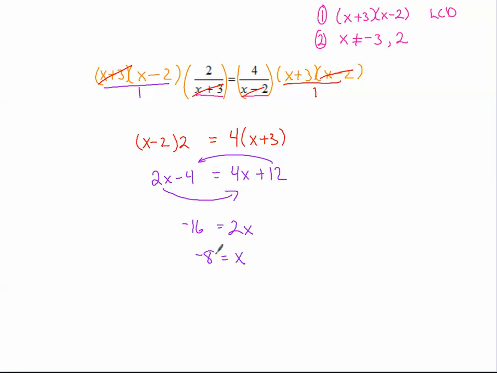Okay. So the last thing I need to do is, does my solution have any conflict with what my restrictions were? Well, I don't have any conflict because this is negative 8, and we knew that x couldn't be negative 3 or 2. So this is my solution, and that checks out. So x is equal to negative 8 for this particular one.